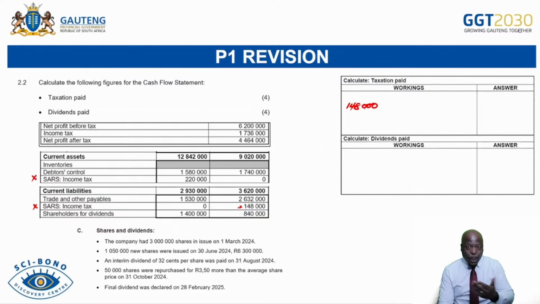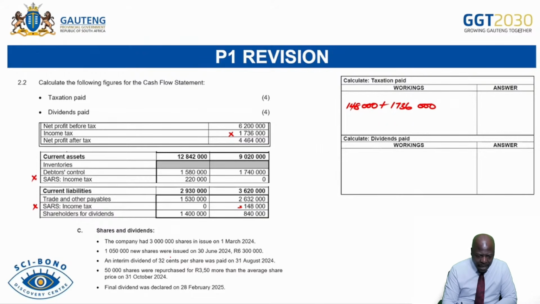There are several methods in which one could have done this. Others use negative signs to say because it's already a liability, then they put a minus sign. Still the same thing. So you have your 148 here, and then your income tax amount. How much is that? 1,736,000. So I'm going to add my 1,736,000. And the closing balance is under your assets.